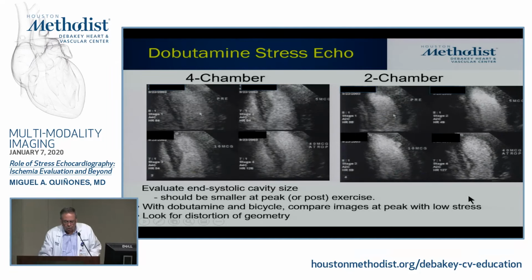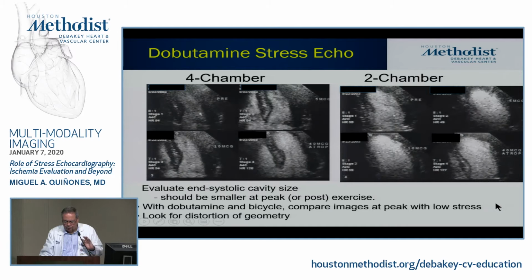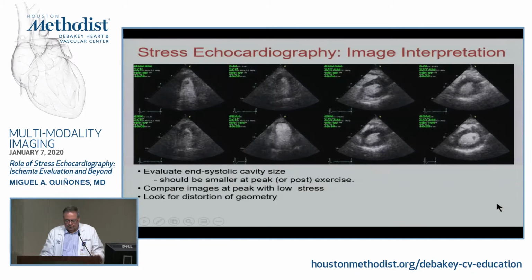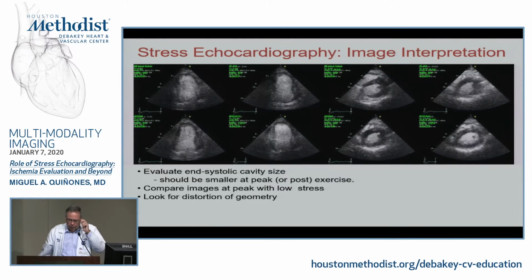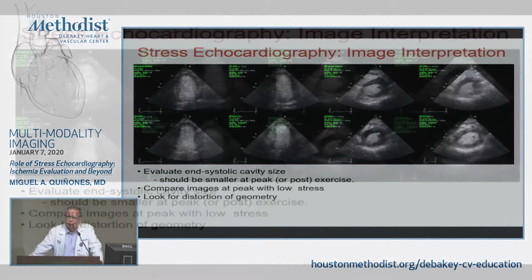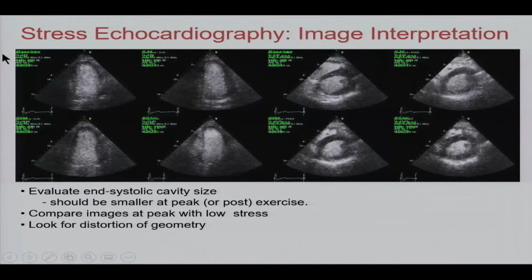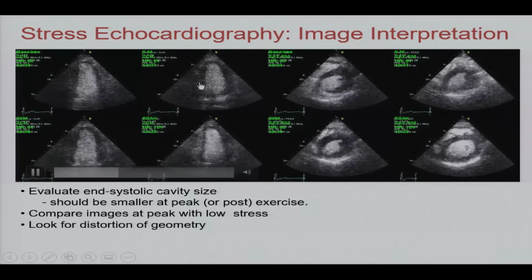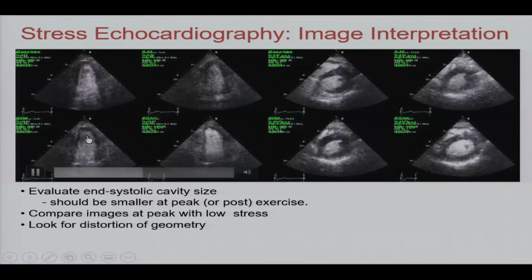The problem is that they're not always like that. And sometimes the cavities get so small that it's harder to see. So let's look at this one. What do you think of this one? Small cavities to start with, okay? So resting, 5, 10, and peak.